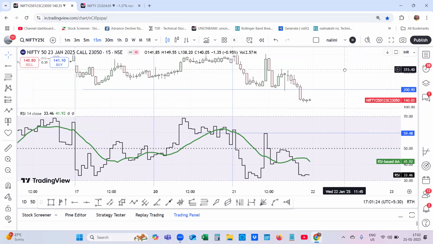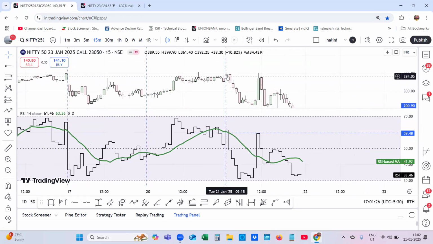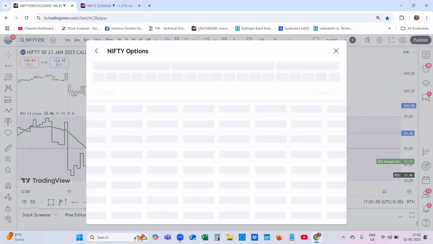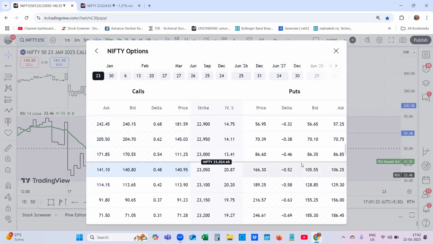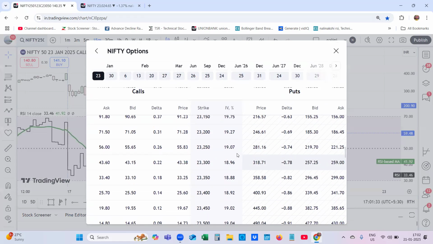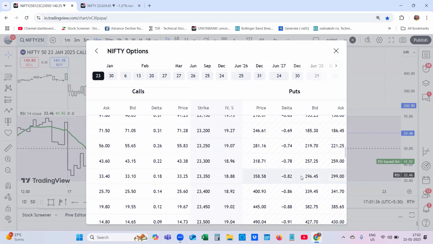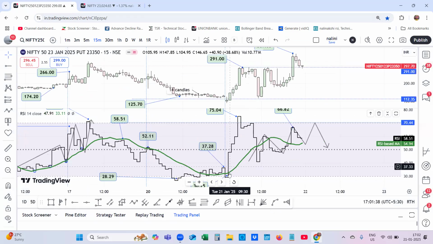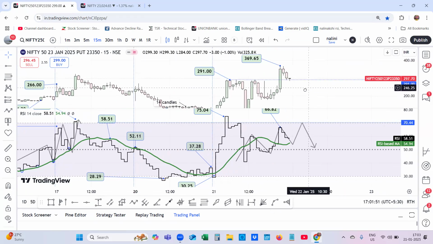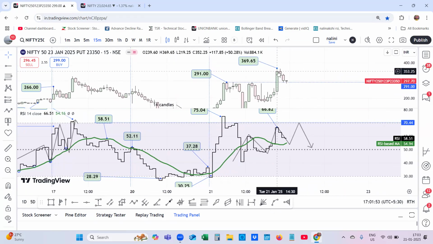23,050 put option, you can see. No, this is the call option. Let me go to the put option. 23,350 call option, put option. So it had come down to, I'm placing the cursor. You can see the low of this put option was 89 rupees. From 89 rupees, it rallied up to 369.